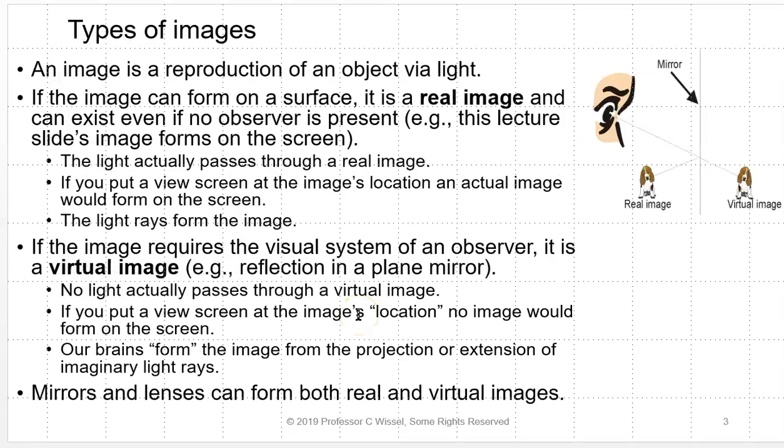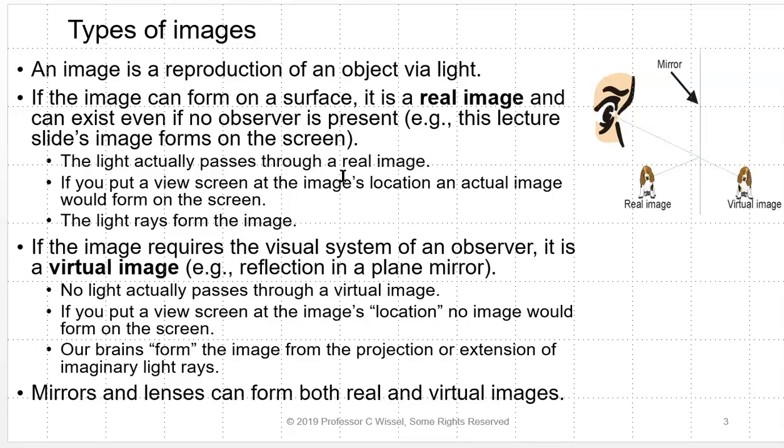Now, an image is basically just the reproduction of an object via light. If the image can form on a surface, it's a real image. And it can exist even if there's no observer present. So in other words, if this lecture were being viewed on a screen in the classroom, you see the image on the screen, it's a real image. So the light actually passes through a real image. If you put a view screen at the image's location, an actual image would form on the screen, and the light rays form the image. If the image requires a visual system of an observer, then it is a virtual image.